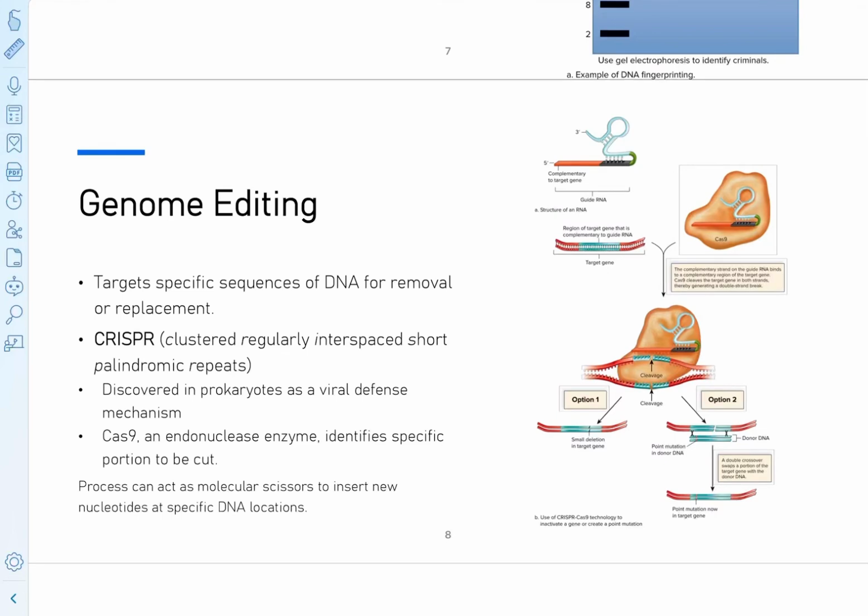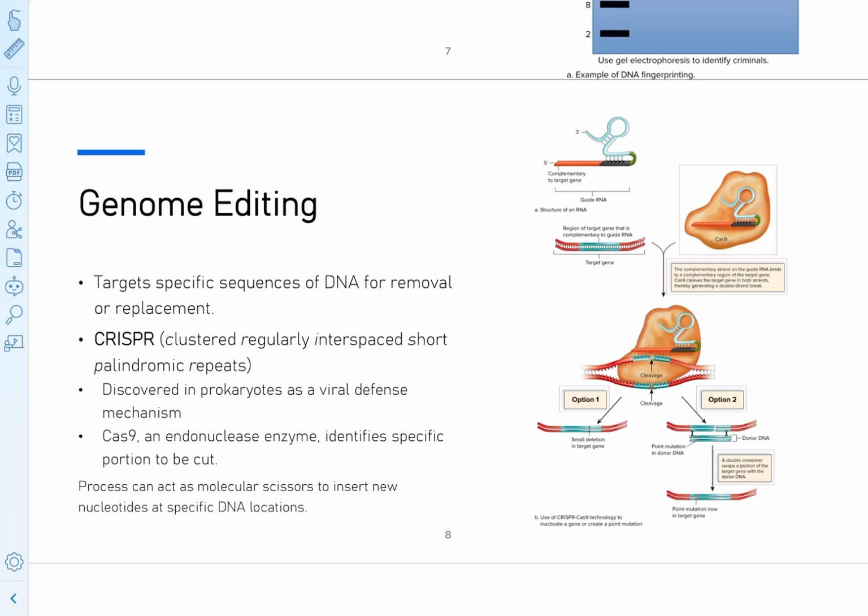So, genome editing involves precise modification of an organism's DNA, and scientists can target specific sequences of DNA for removal or replacement. And this is offering a way to correct genetic disorders. We can use it to enhance crops or even develop new treatments. So, one of the most well known technologies for genome editing is the CRISPR Cas9 system.